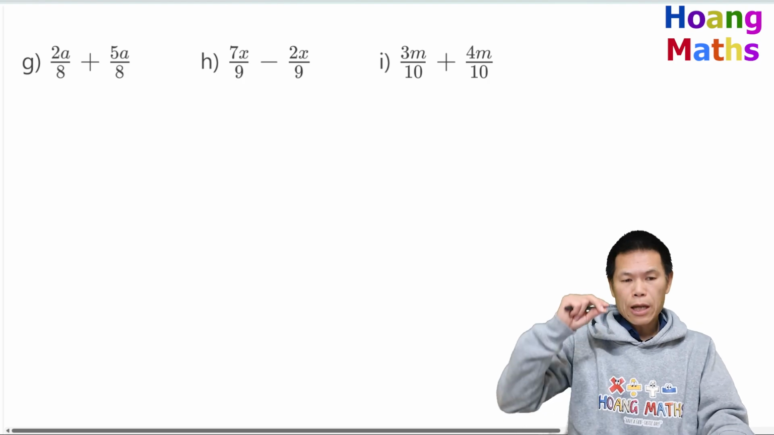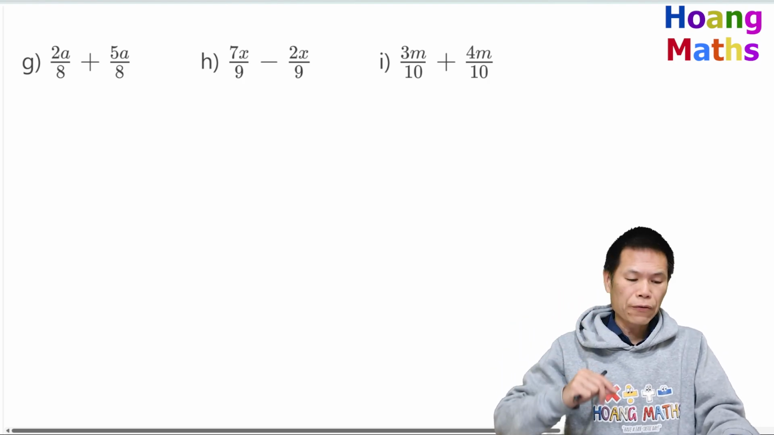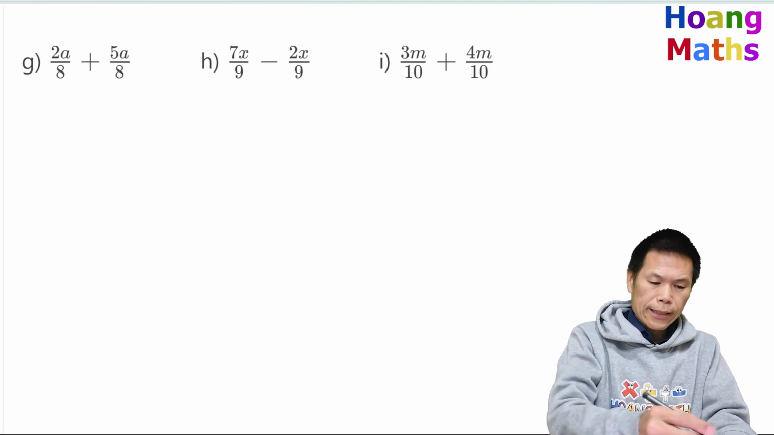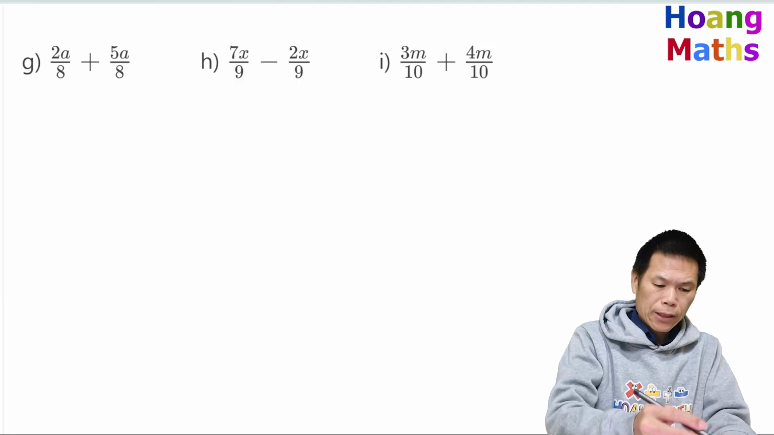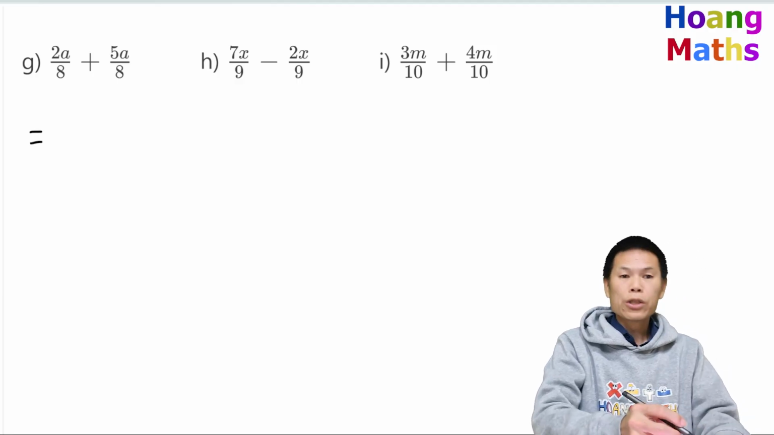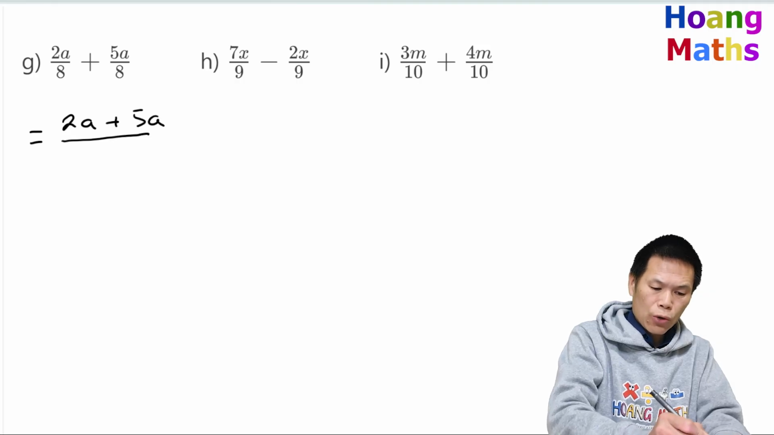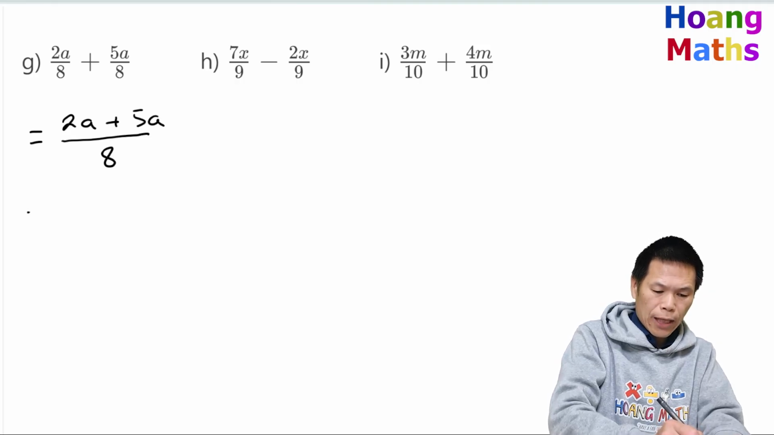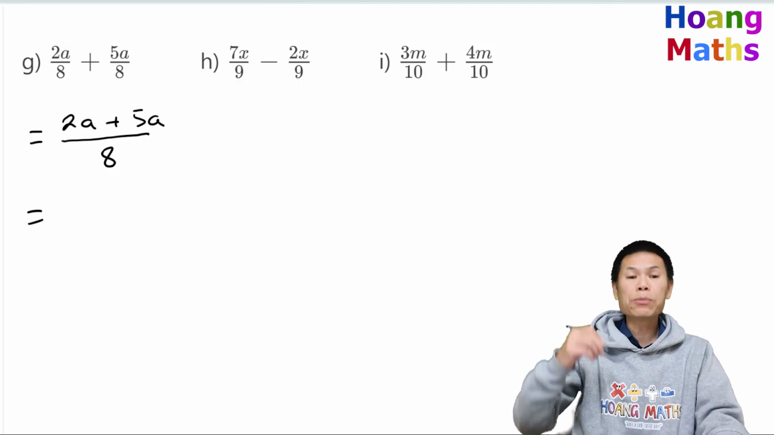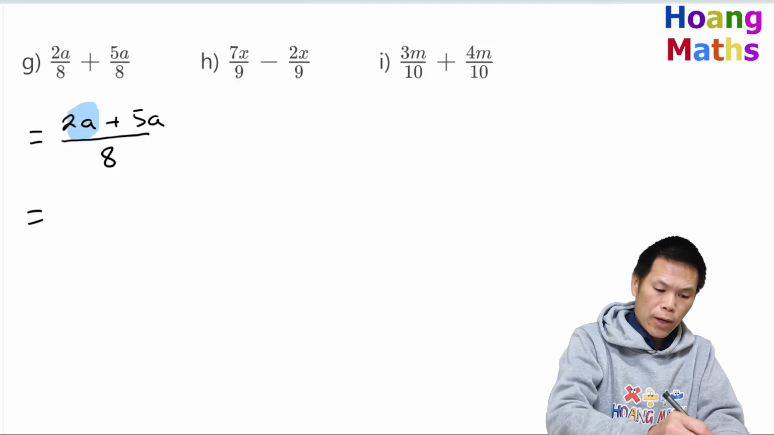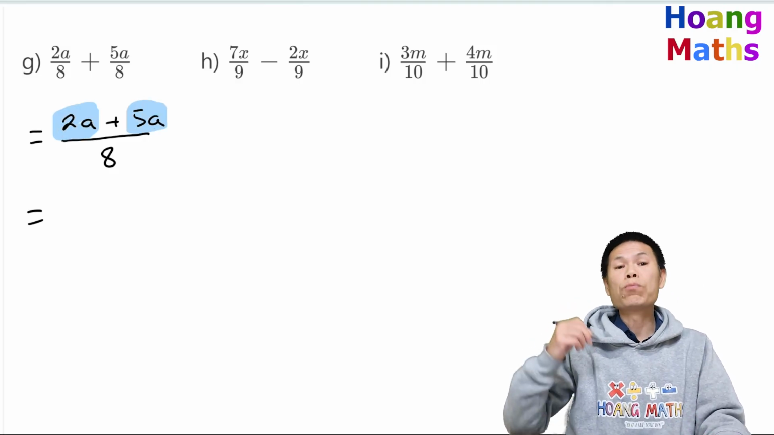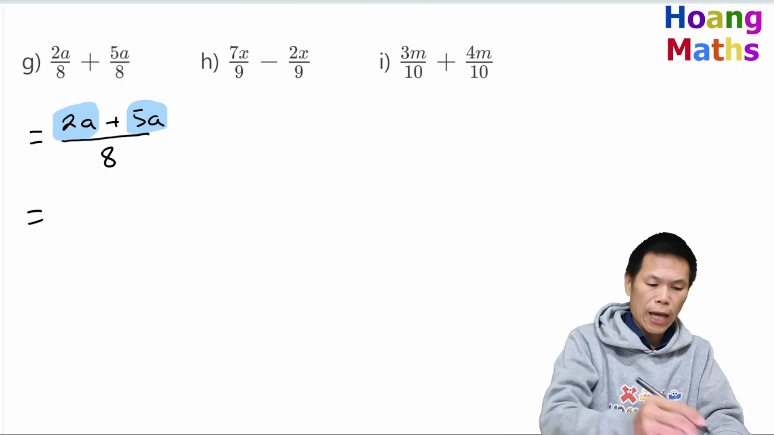Part G. Let me just write it as one fraction first because they both have the same common denominator. So we just go equal. So we just go 2a, we add 5a, over 8. So we just collect like terms, 2a, we add 5a. So 2 plus 5 is 7. So the answer is 7a over 8.